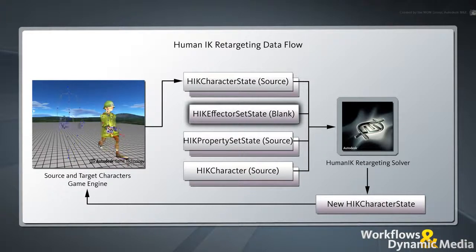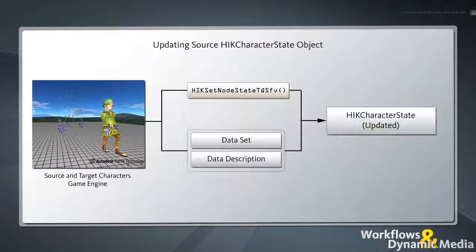There is no need to create an HIK effector set state object for the source character, since the retargeting solver only needs its FK pose, which is stored in the HIK character state object. You'll first need to update the source character's HIK character state object with its current FK pose from the game engine. For this, you can either call the HIK setNodeState TQSFV function for iterative updates, or use a dataset to synchronize multiple nodes at once. Refer to the previous video for more specifics on this function and dataset.